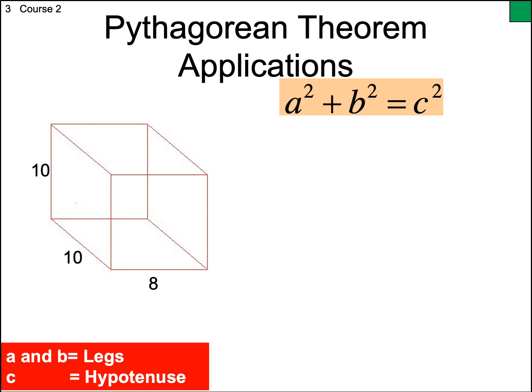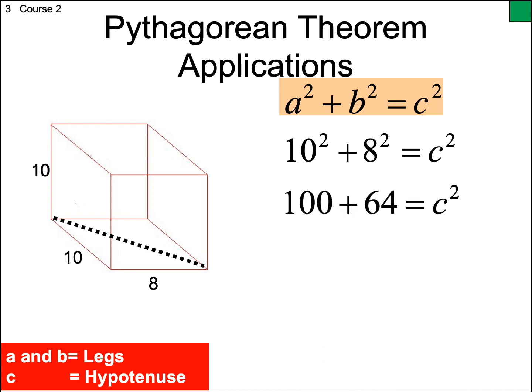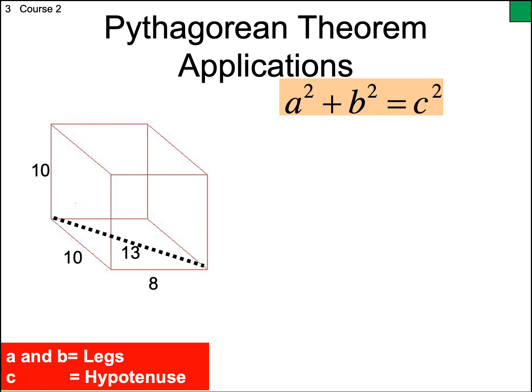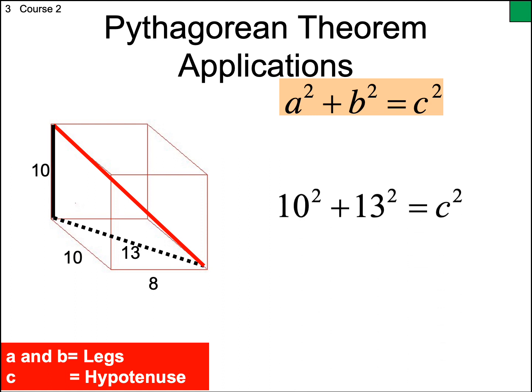Okay, so to find the longest broomstick that will fit inside this box, first thing we do is we draw a diagonal line along the bottom, right? So that's a triangle with side lengths of 10 and 8, or legs 10 and 8. It's a right triangle. And we solve for the hypotenuse. 10 squared is 100, 8 squared is 64. That gives me 164. And the square root of 164 is about 13. So that dotted line right there is about 13. Now remember, the broomstick would fit like that. So now I have the triangle of 10, 13, and unknown length, right? The red part. That's what I'm going to be solving for.